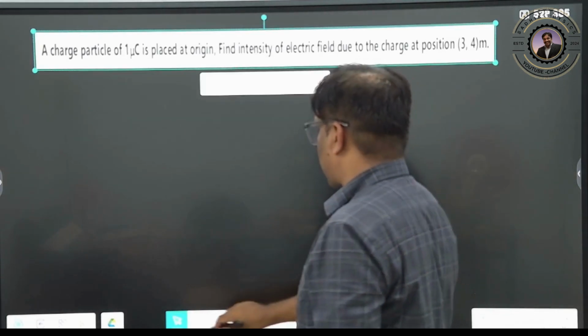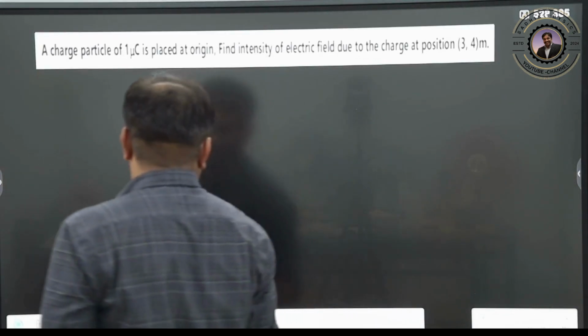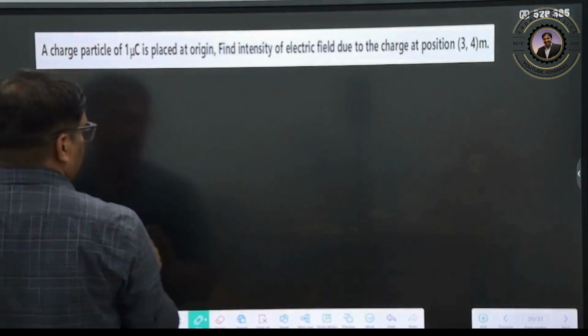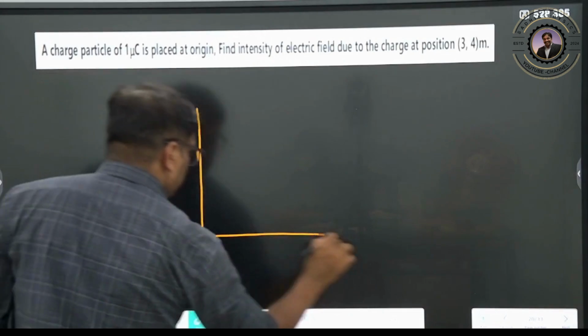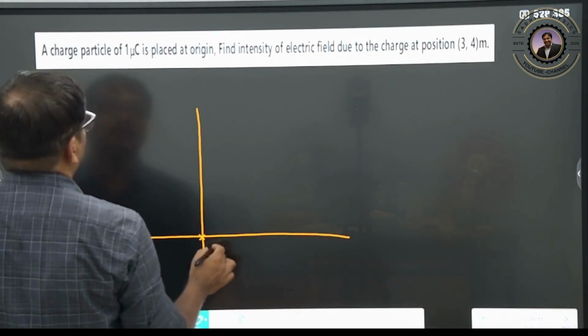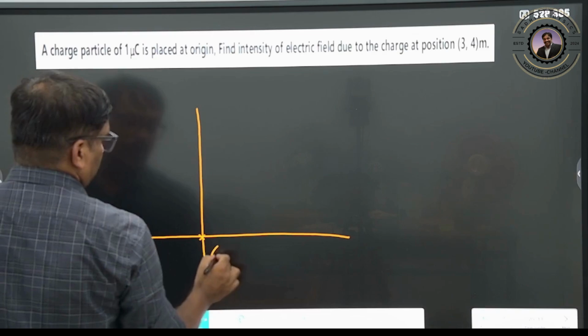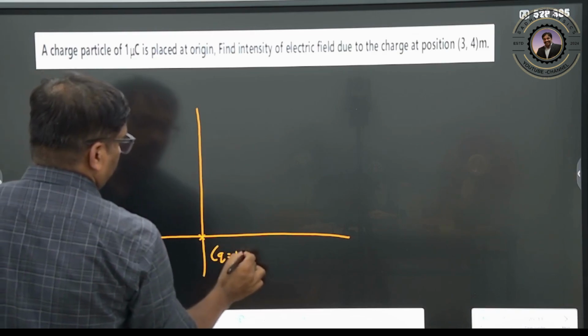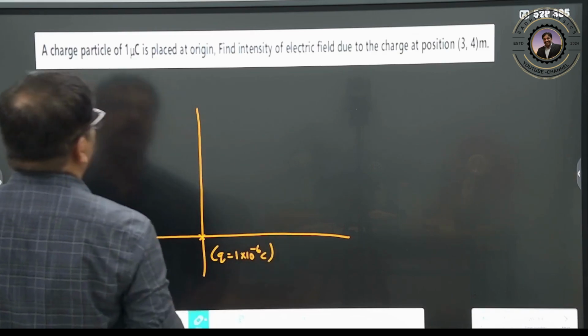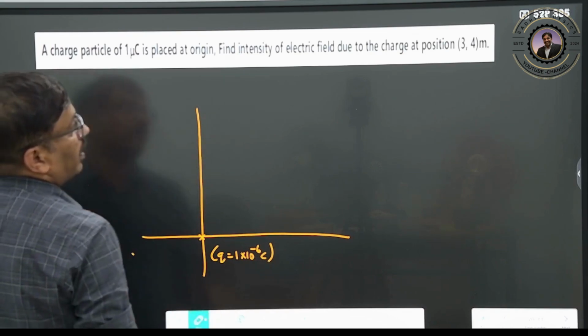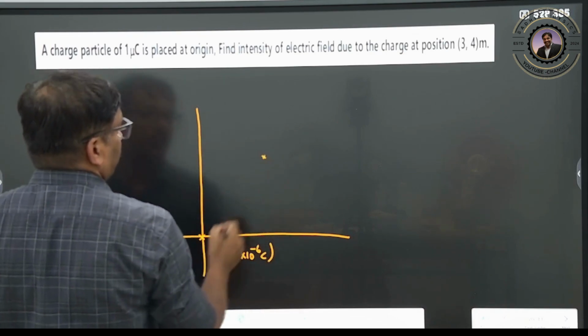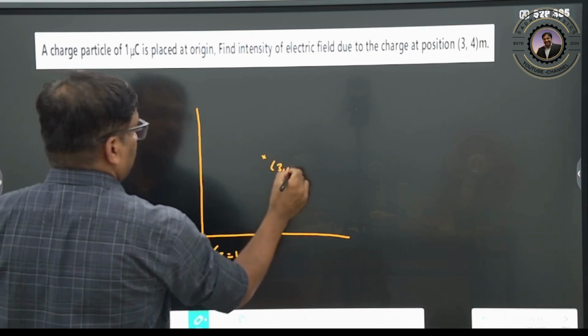A charged particle is kept at the origin. What is the charge here? 1 microcoulomb, 10 to the power of minus 6 coulomb. Clear? So it is kept at the origin. We want to calculate the electric field at a certain point, which is (3, 4).